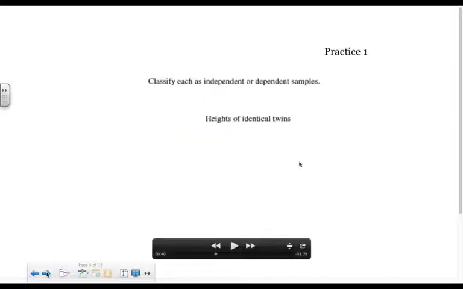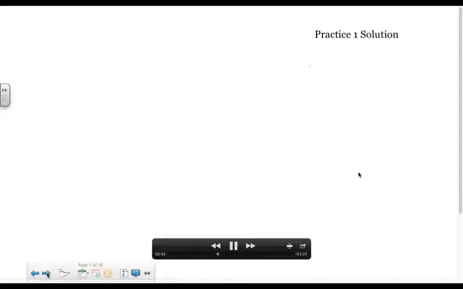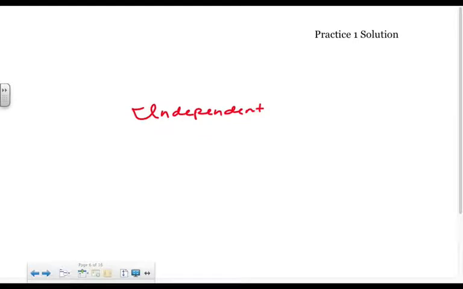So this is your practice problem. Look at this really quick. Decide if these are dependent or independent on each other. It says heights of identical twins. Since one twin is not dependent on the other, these are independent samples. So we don't have to run these tests. If you have an independent sample, you can run the test that we ran in section 9.4.